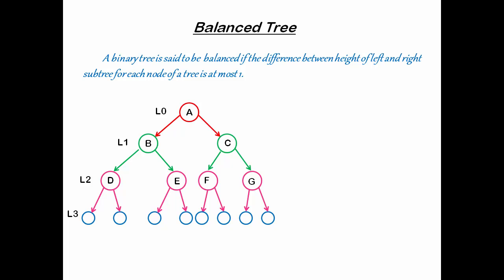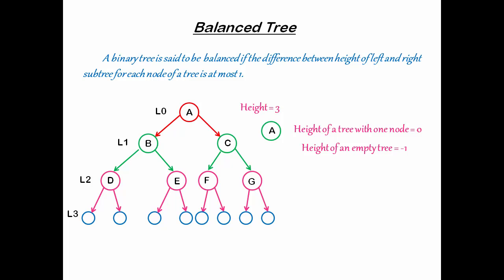The height of a tree can be defined as longest path from root to leaf node. For this tree, height is 3. A tree with at most one node, height is 0. And an empty tree has height minus 1. Empty tree means there is no node in the tree.